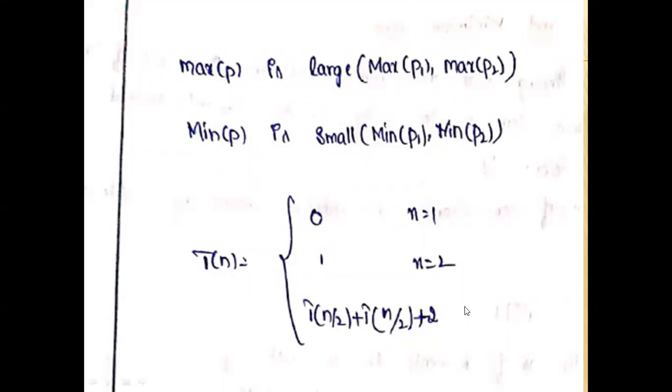First compare the lower bound with the upper bound, next compare the maximum value and minimum value. So when the array has more than two elements, T of n equals 2 into T of n by 2 plus 2.